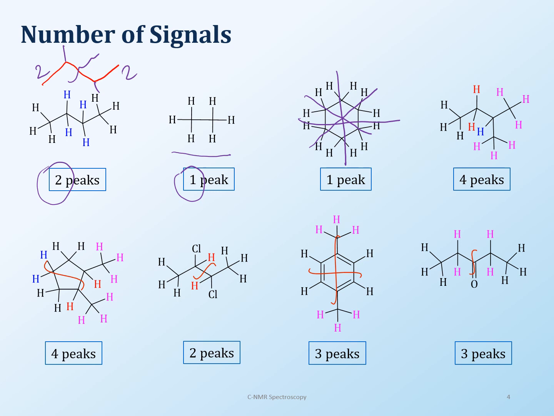For the next one here, let's go ahead and draw the line structure. Again, these 2 carbons are going to be the same. This is separate. So 1, 2, 3, 4. You end up seeing 4 peaks for that compound, 2-methylbutane.